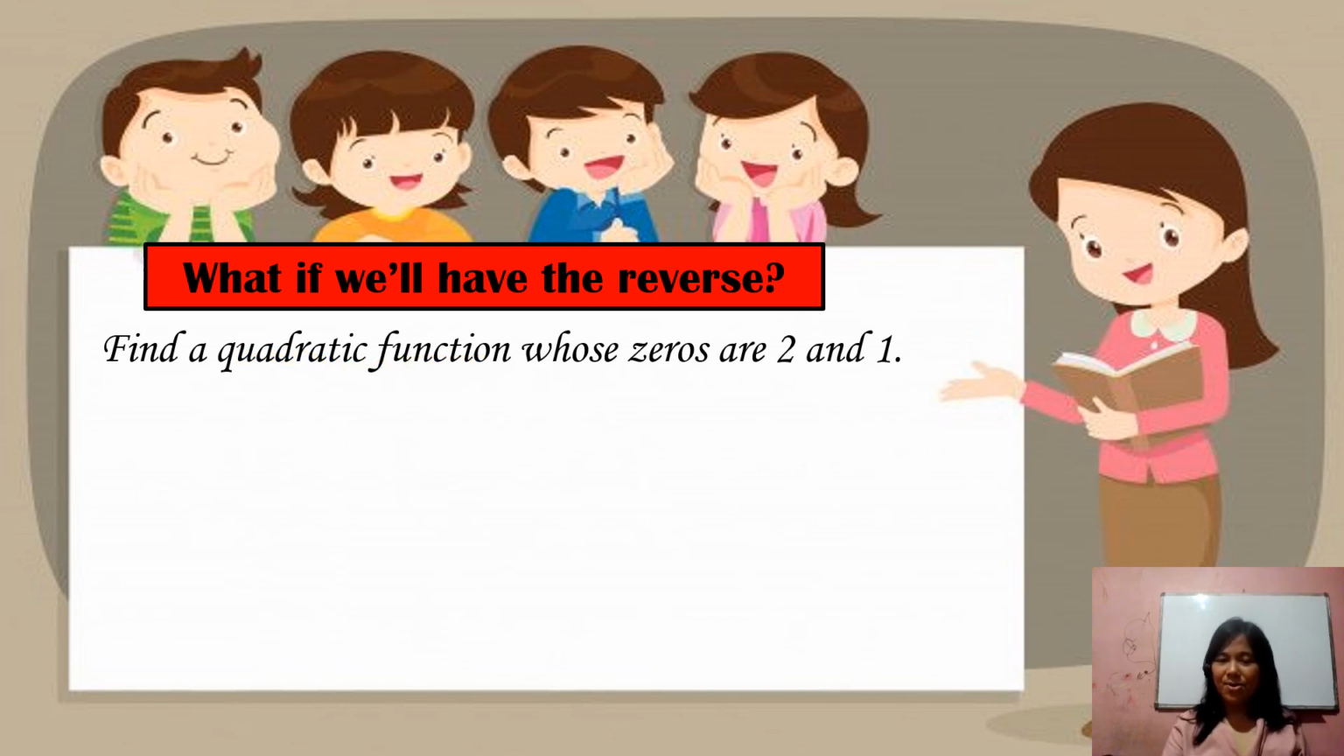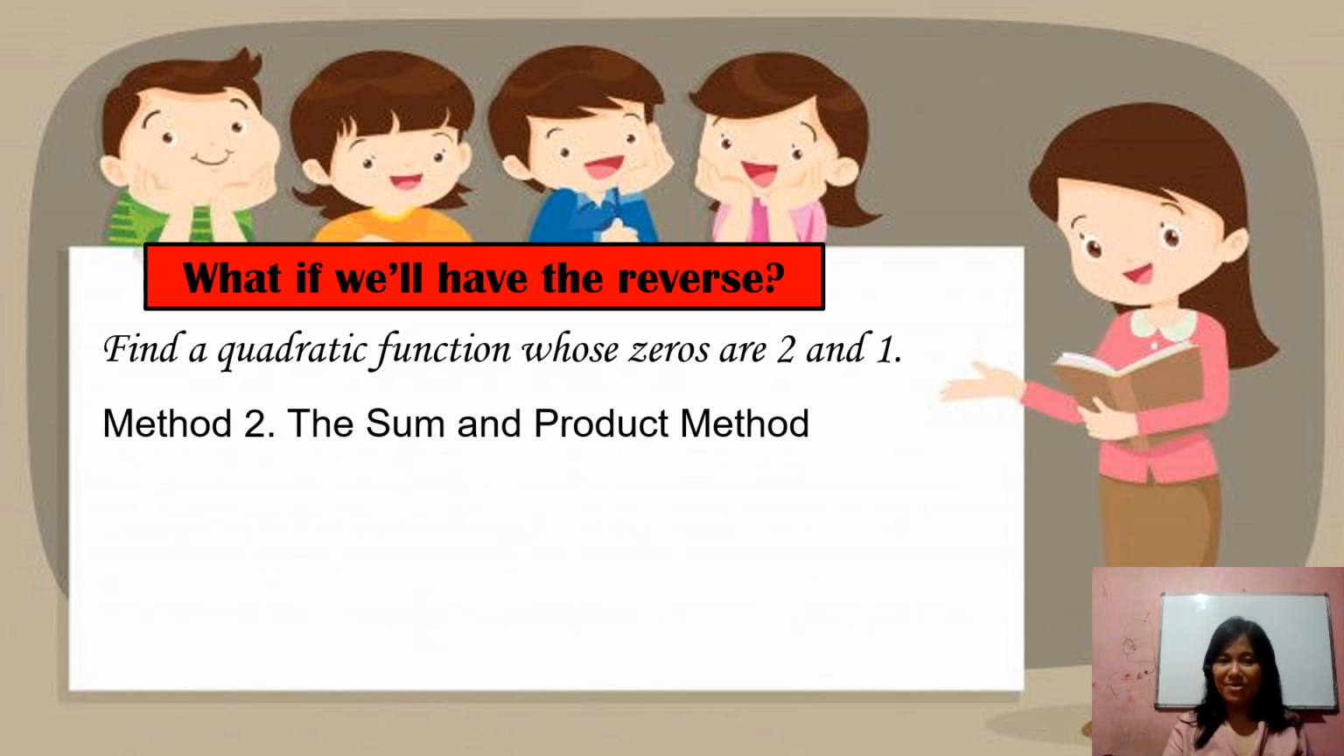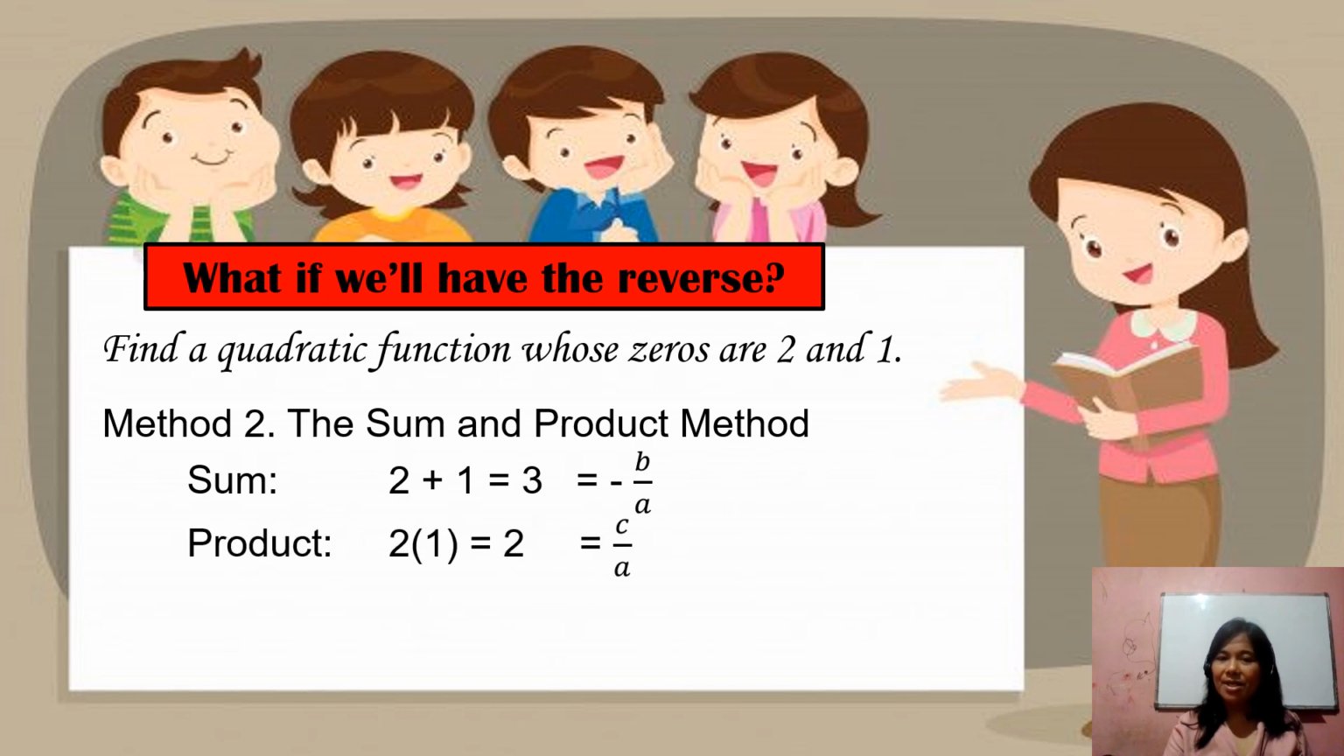Okay, so we have our method 2. Remember this? The sum and product method. First is to get the sum of 2 and 1. So that's 3. Then get the product, so that is 2. Remember that the sum of the roots is related to negative b over a, and the product of the roots is c over a. Here, since for 3 and 2 we have no denominator, we can say that a is equal to 1.